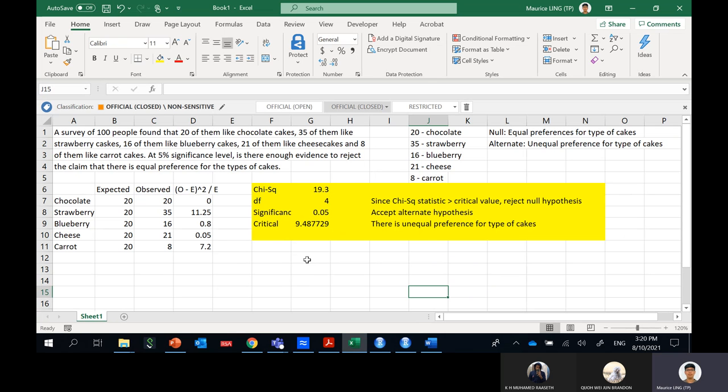Okay. Now, if you want to do the Excel version or the R version, another way is to look directly at the p-value, correct? So if the p-value is less than 0.05, then you reject the null hypothesis. Okay. So how do you get the p-value directly?